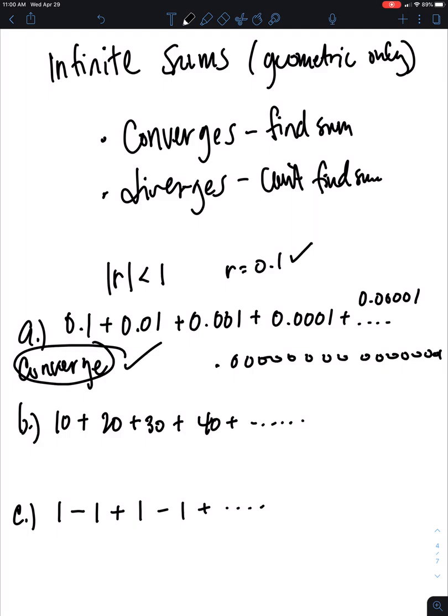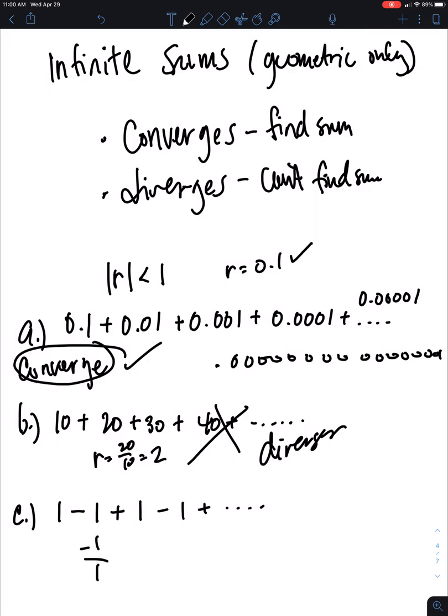Okay, so let's apply that knowledge. I was going to tell you on the next slide, but this just makes it a lot easier. So R here is 20 divided by 10. Well, that's 2. That's not less than 1. So, sorry, this diverges. Okay. And what about this one?